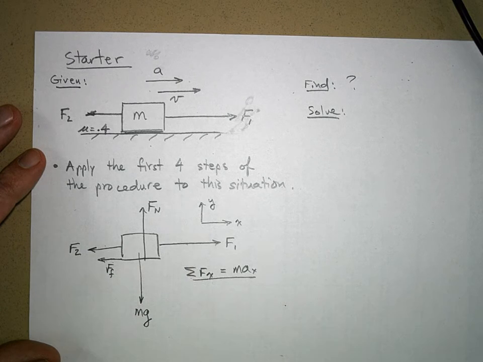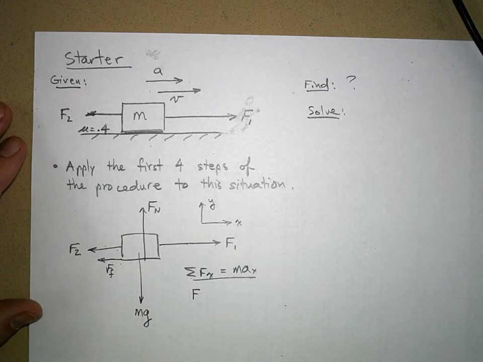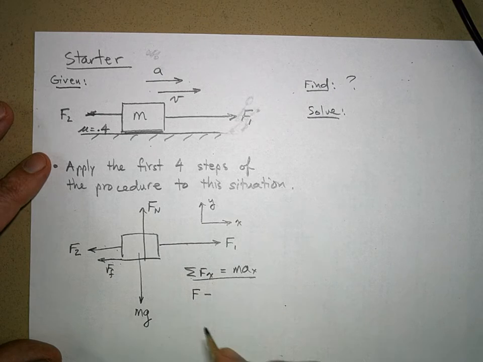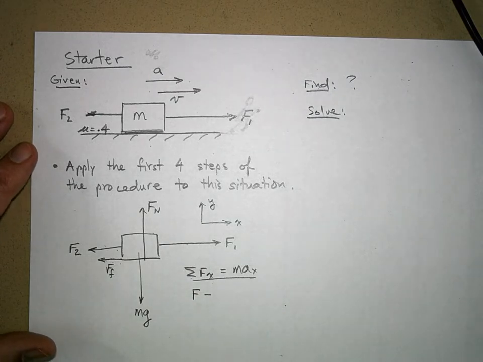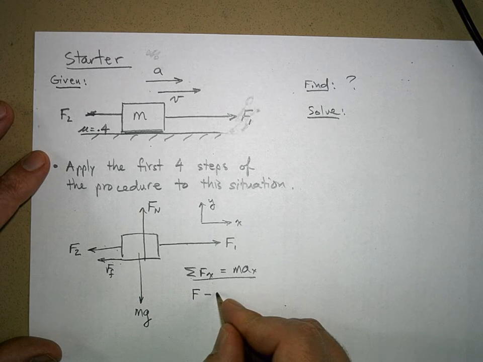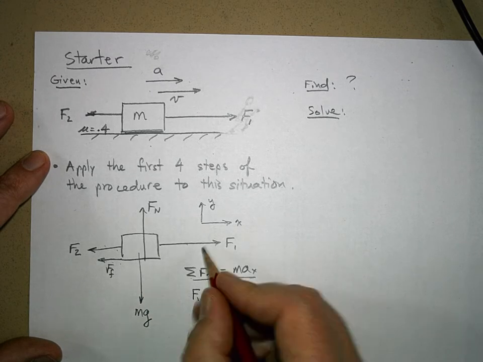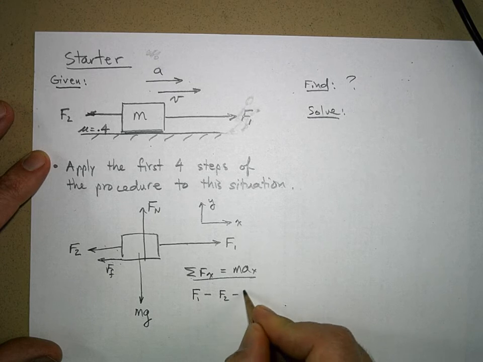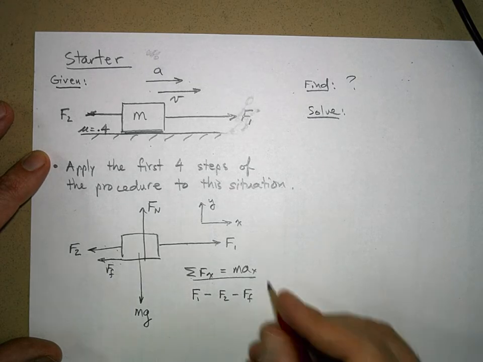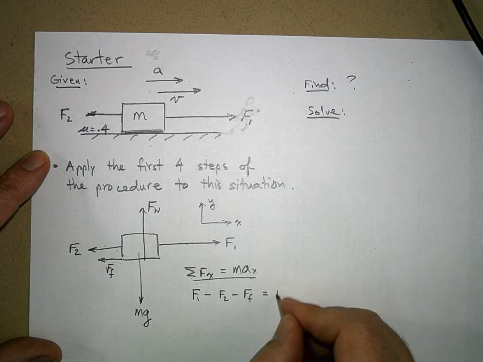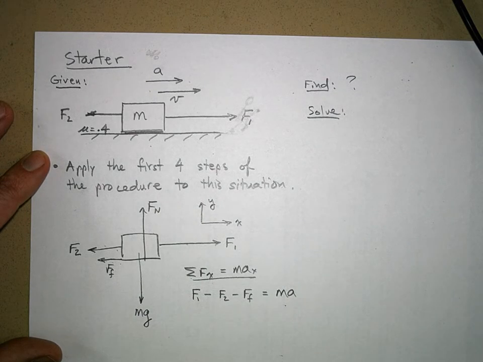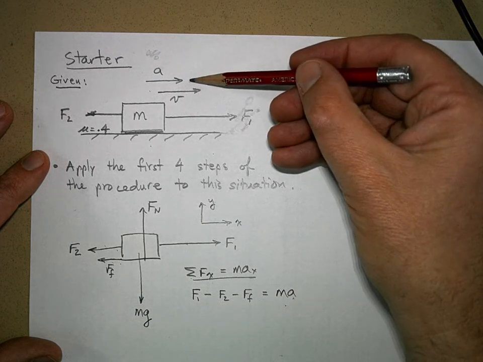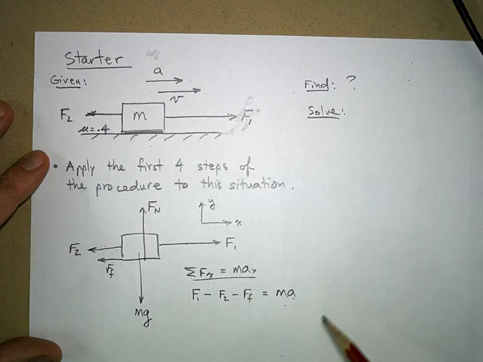Well, I've got 1, 2, 3 forces in the x direction. I've got F1. But then I've got F2 and the force of friction pulling to the left, which is in the negative x direction. So instead of going plus a negative force, I'll just subtract. So this is F1 minus F2 minus the force of friction equals ma. Now, do we have acceleration in the x direction? Yes, we do. So this is it.